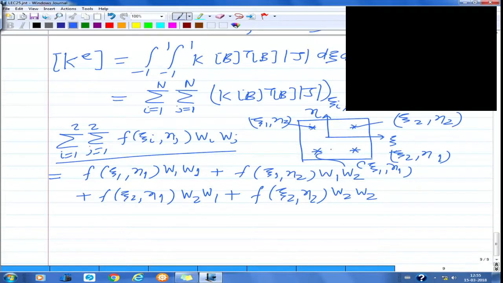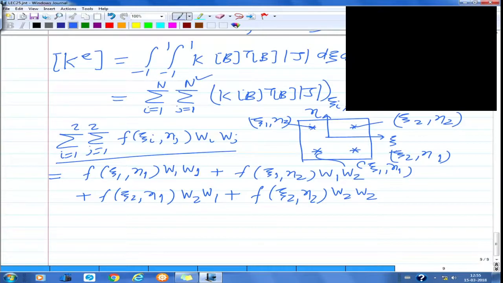Now this is for 2 point integration, this point is actually minus 1 upon root 3, minus 1 upon root 3, this point is plus 1 upon root 3, and eta is minus 1 upon root 3, and so on. So these are your Gauss points. But the question arises then, how do we actually choose this n?